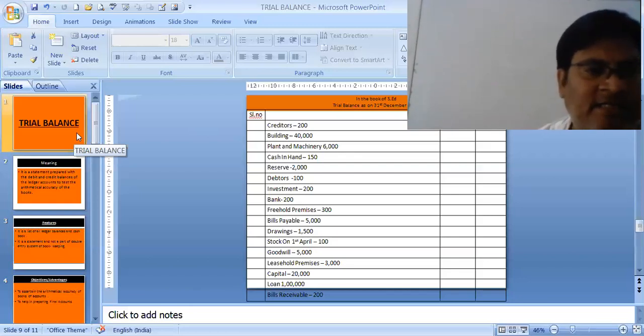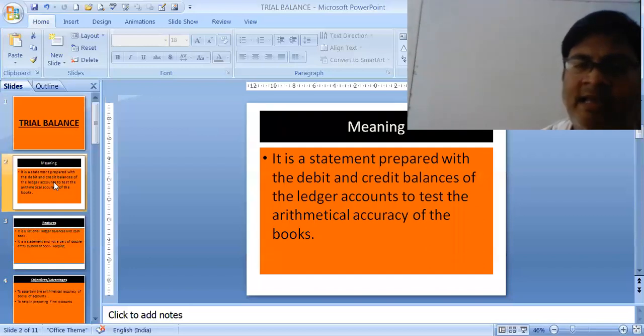Trial balance is a statement prepared with the debit and credit balances of ledger accounts, to test the arithmetical accuracy of the books. Ledger accounts, we have seen last day, have either a debit balance or a credit balance. These debit and credit balances of different ledger accounts are recorded in a sheet of paper, that is trial balance. And it is done basically to check the arithmetical accuracy of the books of accounts, that whether we have prepared the double entry principle properly or not, whether we have added and got the balances correctly or not. All these things trial balance helps in doing.